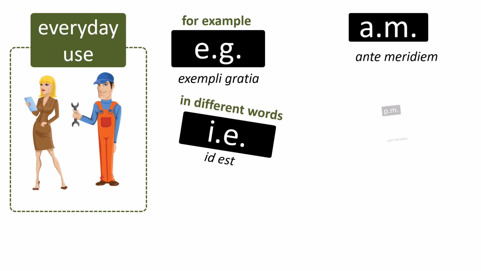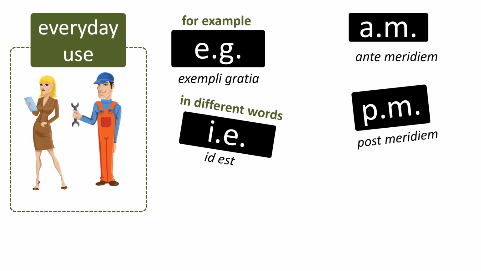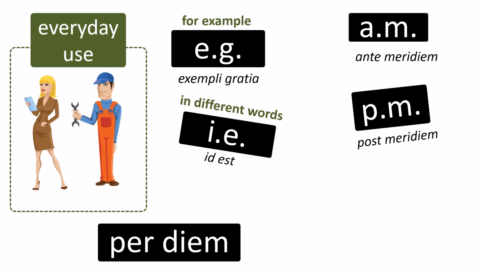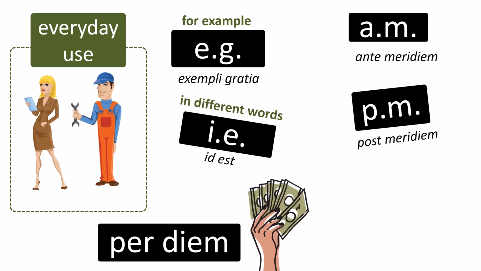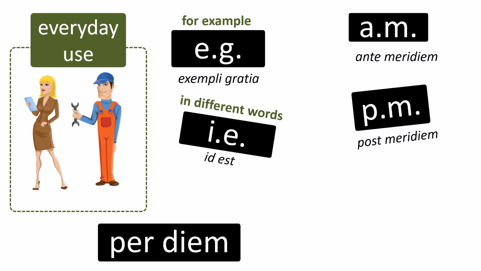Also, am and pm, very common. Ante meridiem, before noon, post meridiem, after noon. But what about this one, per diem? It means per day, and it's a term that's commonly used for a daily rate. So, if your company sends you away, you may get a per diem rate, say £20 a day. That covers your expenses.